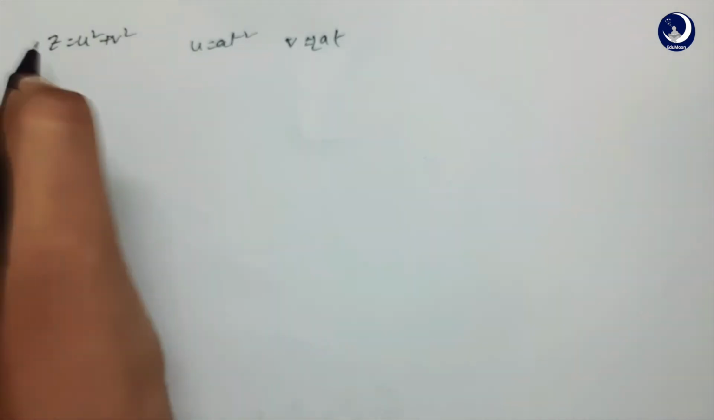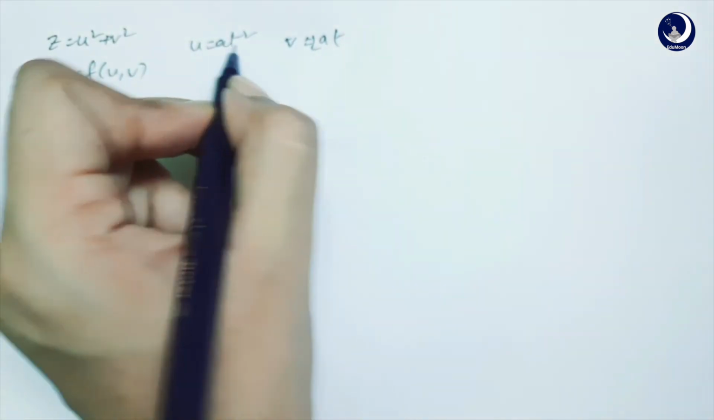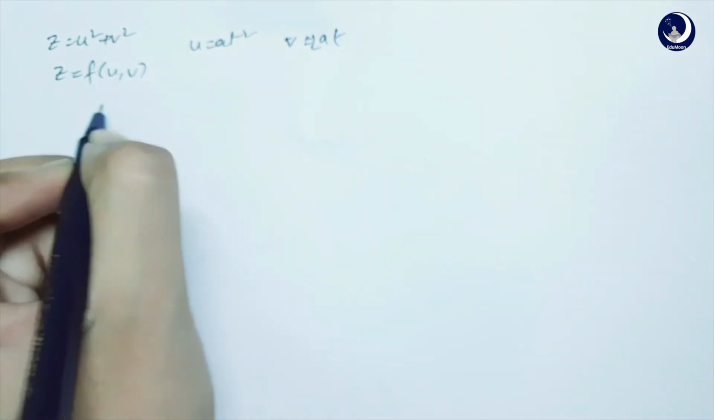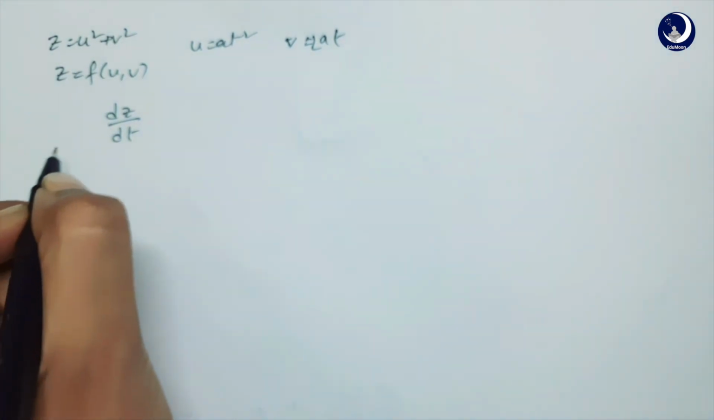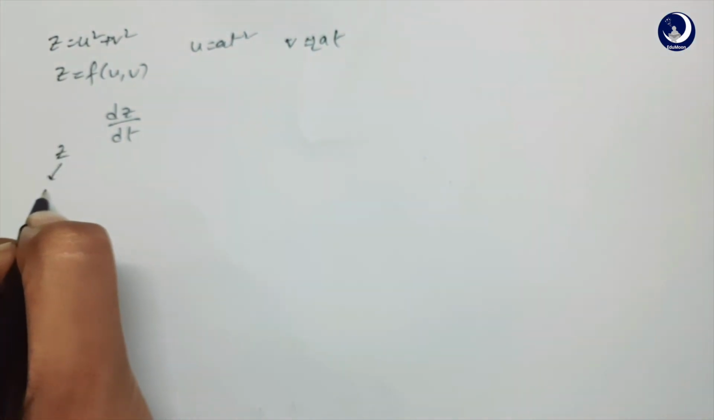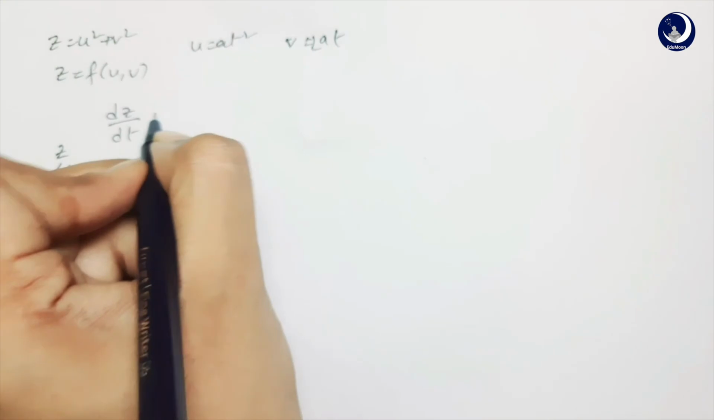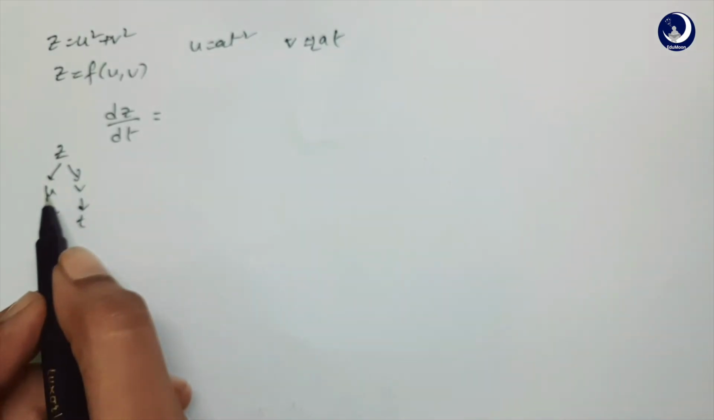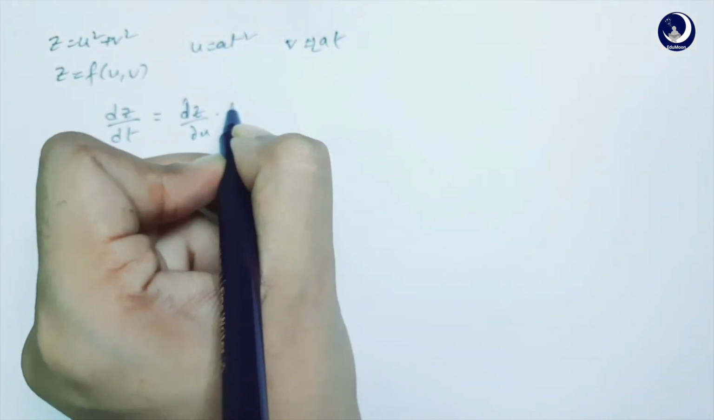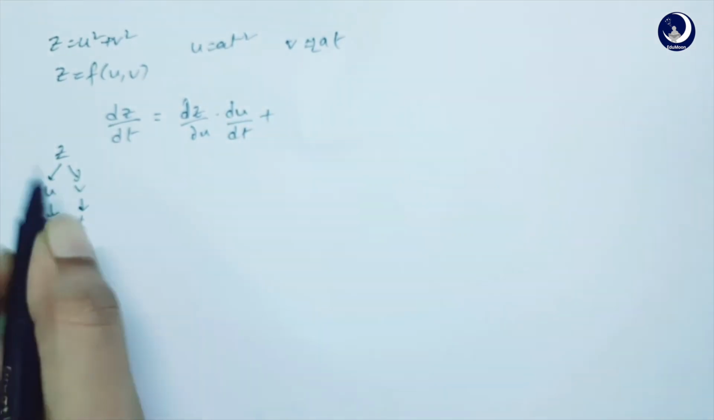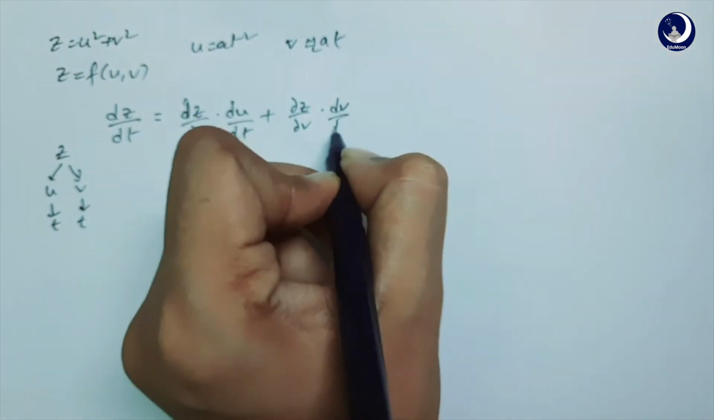This is our given problem. z is a function of u and v, where u equals a t square and v equals 2 a t, and we are required to find dz by dt. So what's our dependency chart here? That would be z depends on u and v, and u depends on t, and v also depends on t. So dz by dt would be dou z by dou u into du by dt plus dou z by dou v into dv by dt.